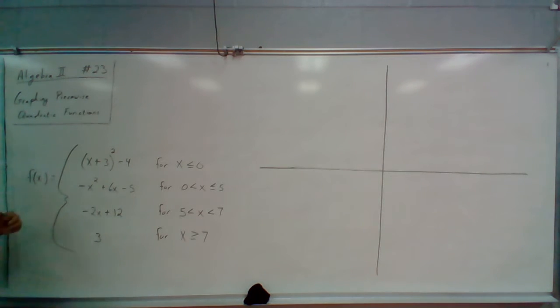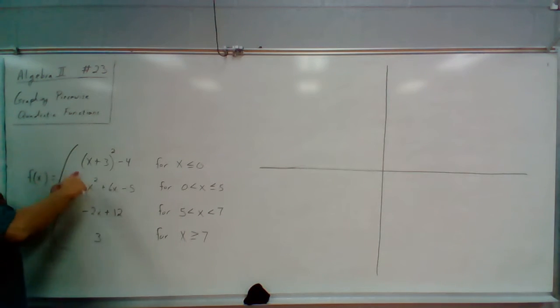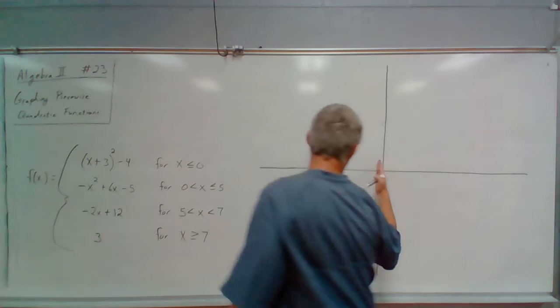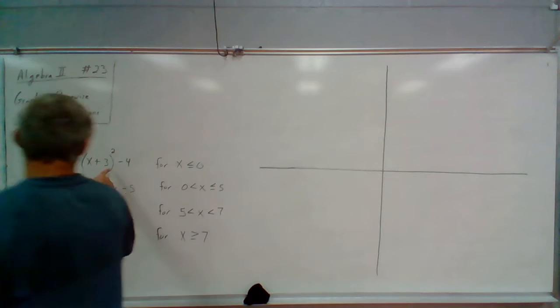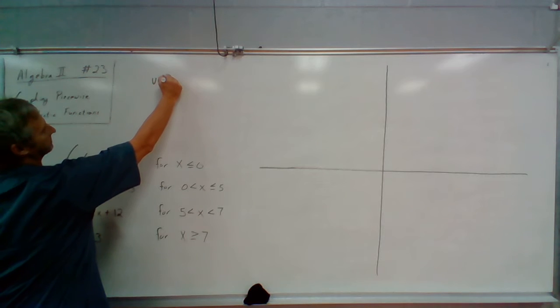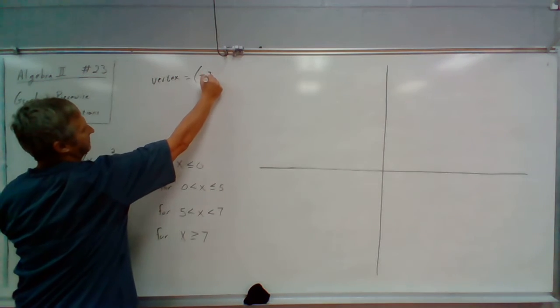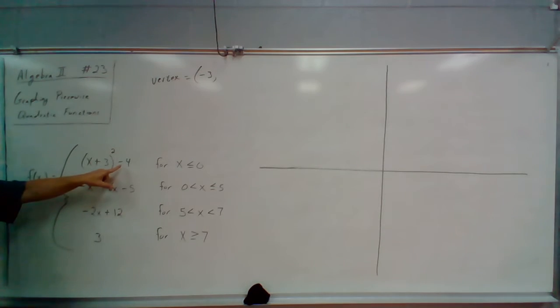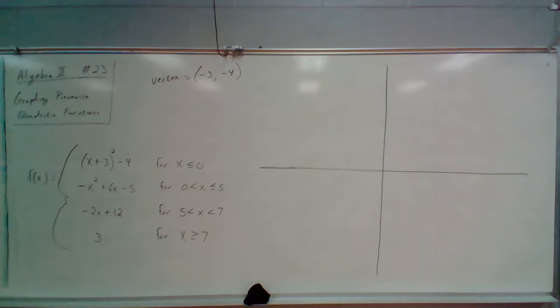So let's see if we can graph this function. Anytime x is less than or equal to 0, we'll be using this equation. So we'll graph this function over here on the left side of the y-axis. So this is a quadratic function. Notice that it's in vertex form. I can just look and know what the vertex is. The x-coordinate of the vertex would be the opposite of this number, so it would be -3. And the y-coordinate would be -4. So there's my vertex. All I have to do is look at it.